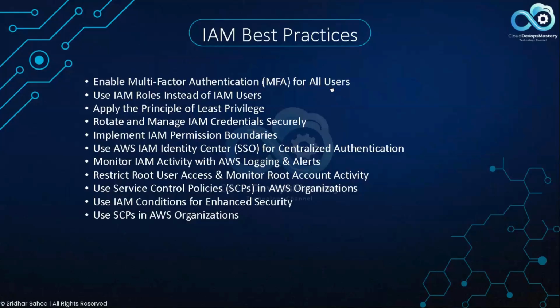Enable multi-factor authentication for all users, which we have done in the lab, right? How, when it is required, we are going to perform. Use IAM roles instead of IAM users, and apply the principle of least privilege. For least privilege, you can give one example, permission boundary. There are a couple of examples, right? So don't always come up with maximum privilege for any user who wants to perform any task. Always come up with the least privilege. That is one of the best practices in IAM.